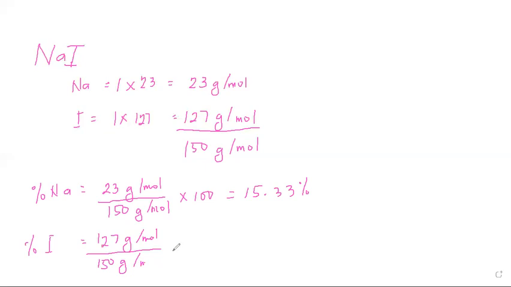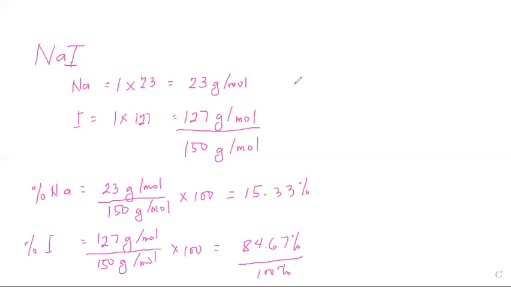Now for the percentage composition of your iodine, we have 127 grams per mole divided by 150 grams per mole times 100. That would give me 84.67%. So if we add these two up, you would get a result of 100%.